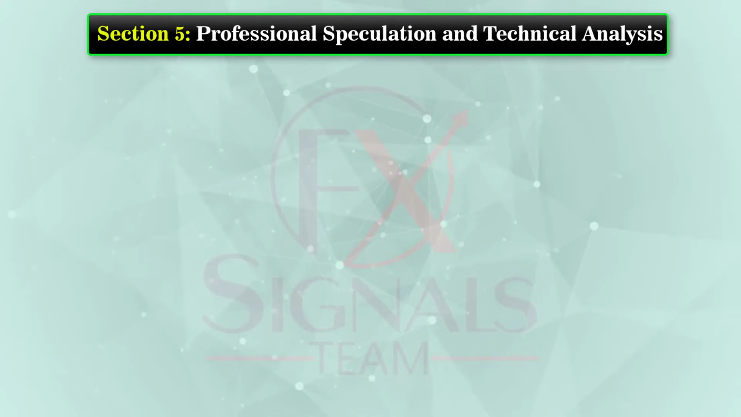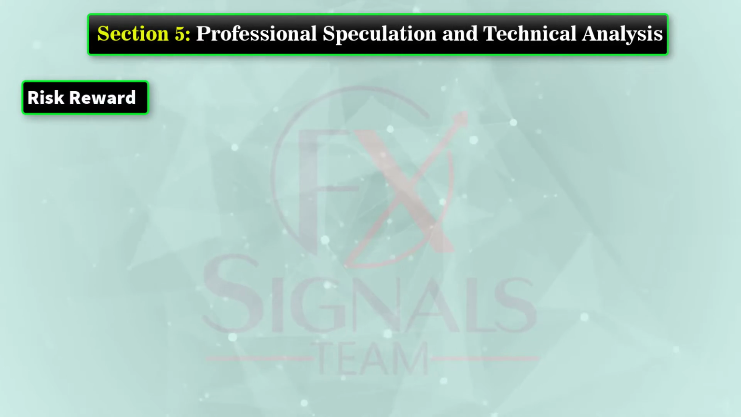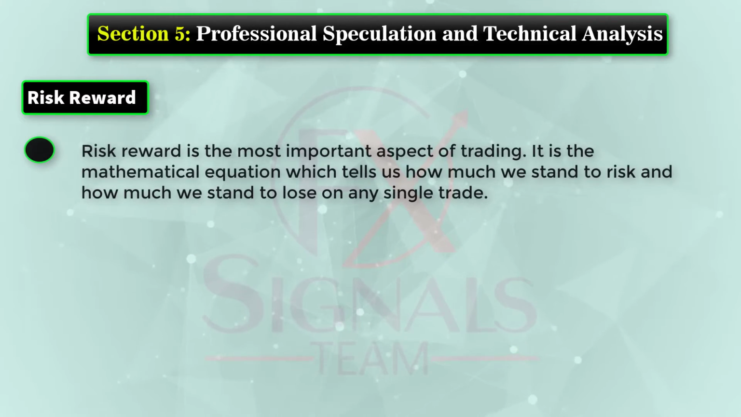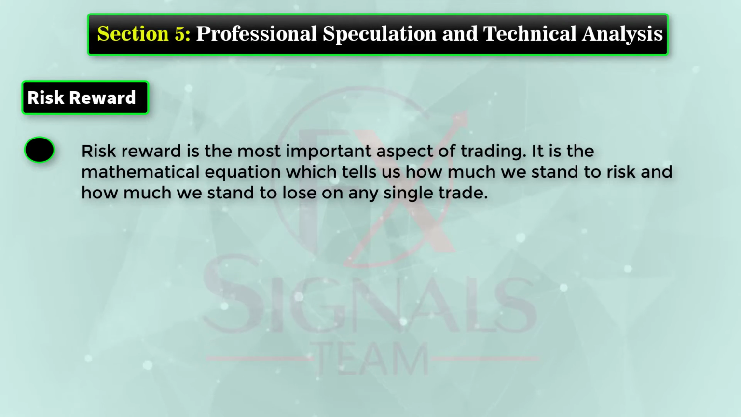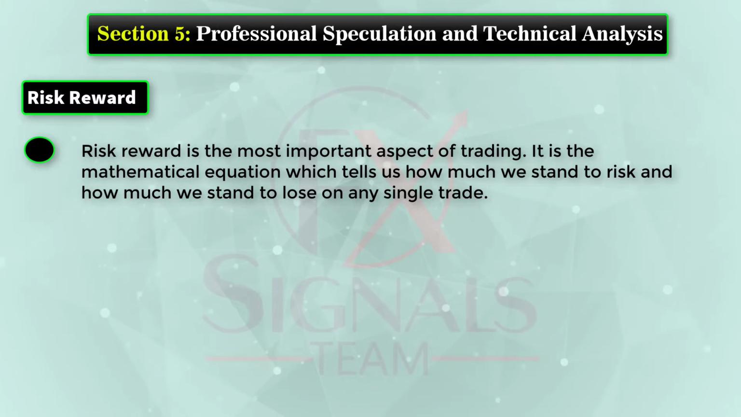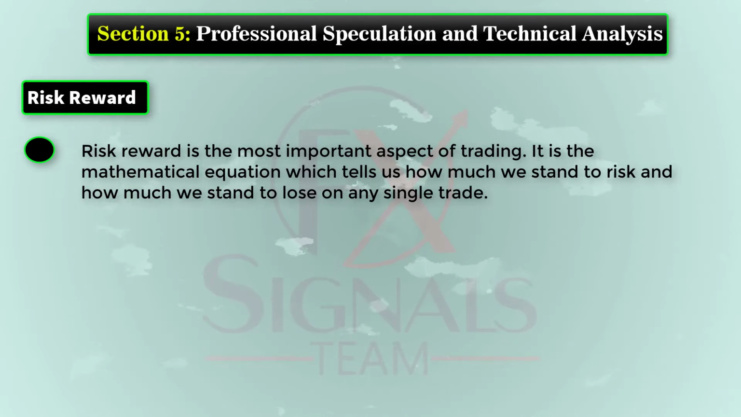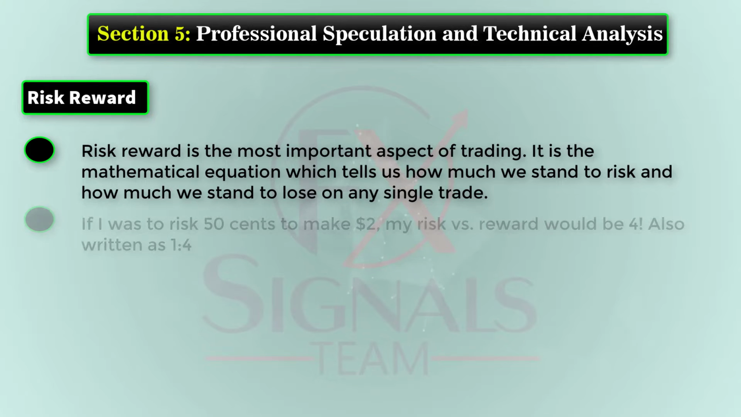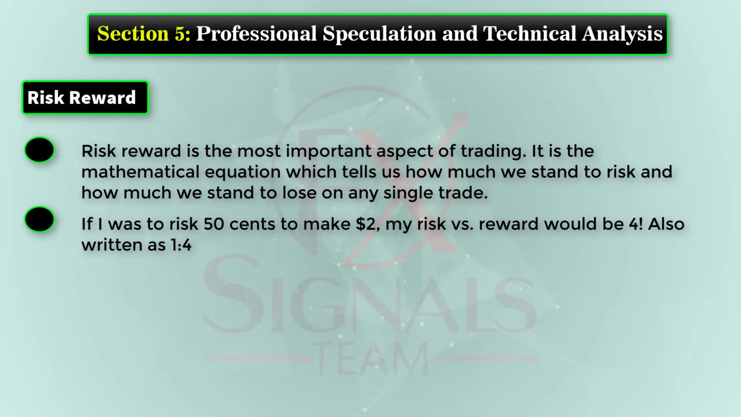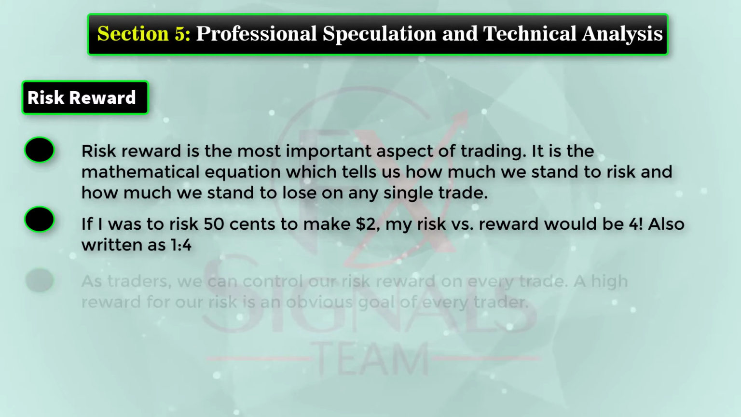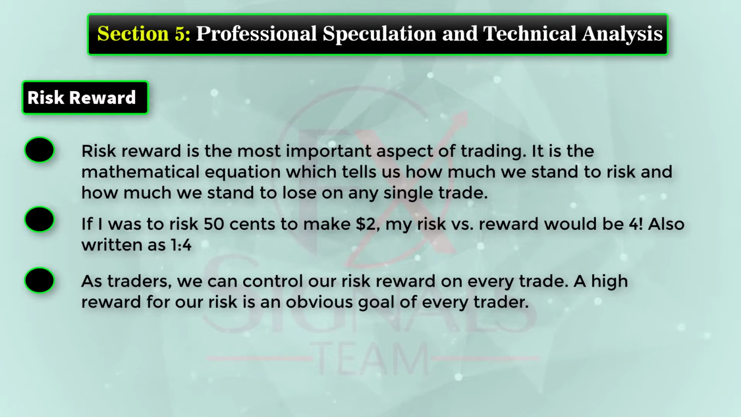What is the most important part of trading? First, we discuss the risk-reward. Risk-reward is the most important aspect of trading. It is the mathematical equation which tells us how much we stand to risk and how much we stand to gain on any single trade. If I was to risk 50 cents to make $2, my risk versus reward would be 4. Also written as 1-4. As traders, we can control our risk-reward on every trade.